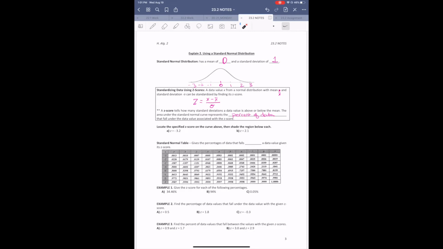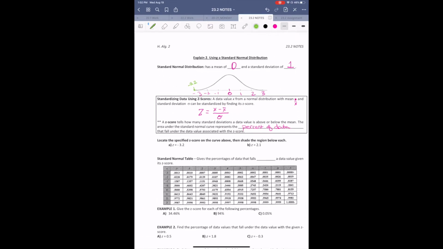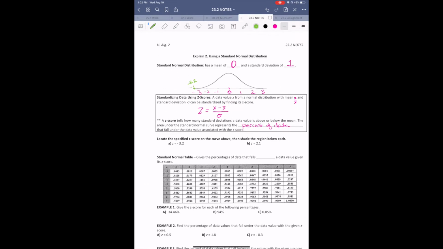So for example, it says locate the specified z-score on the curve above, then shade the region below each. Well, for A, it says z equals -3.2. If we look for -3.2, I know that -3.2 is going to be somewhere over about here, and we're going to shade the region below. That means that anything to the left of here is below -3.2.